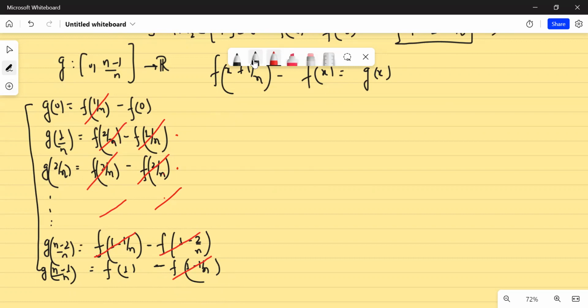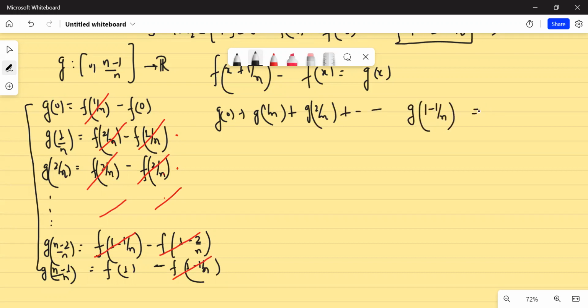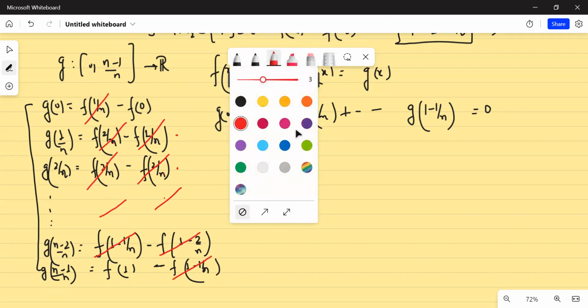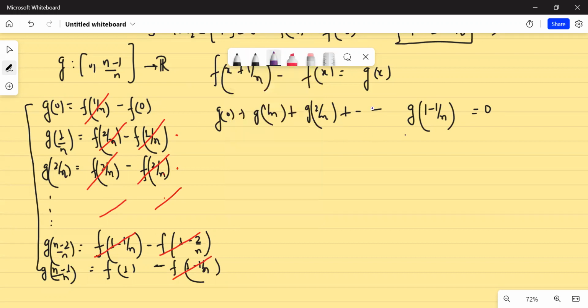Is that clear? So what I want to convey is that g of 0 plus g of 1 by n plus g of 2 by n and so on up to g of 1 minus 1 by n would be equal to 0. Is that clear? Because it is f of 1 minus f of 0, and f of 1 equals f of 0. Now again the same argument: if all of them are positive, then it cannot be the case. All of them can never be positive, and all of them can never be negative. So there has to be one sign opposite.